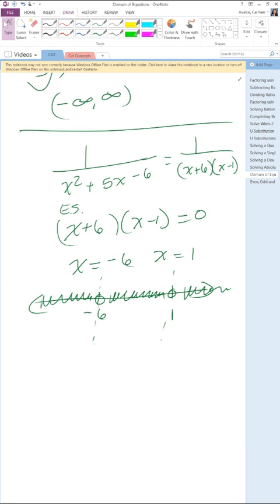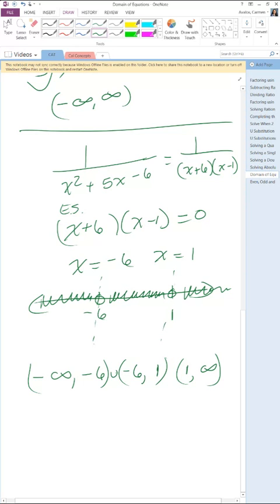So my domain here is going to be negative infinity to negative 6, and then negative 6 to 1, and then 1 to infinity. So they're all not including the endpoints, so they're all parentheses, and then we put a union symbol between each one. So this represents that interval, this represents that interval, and that represents that interval. Okay, I think that's a lot. Thanks.